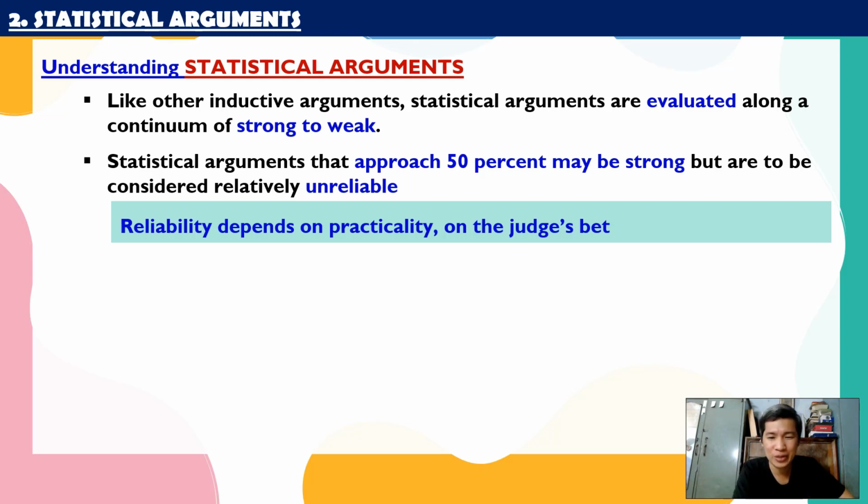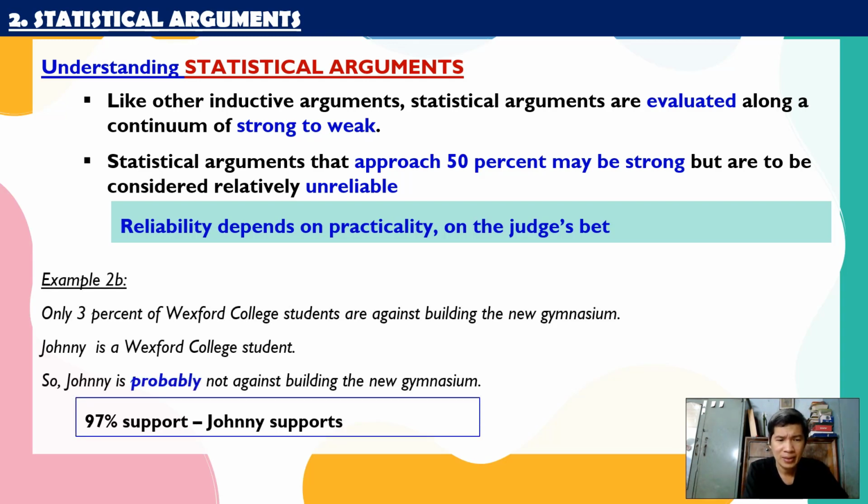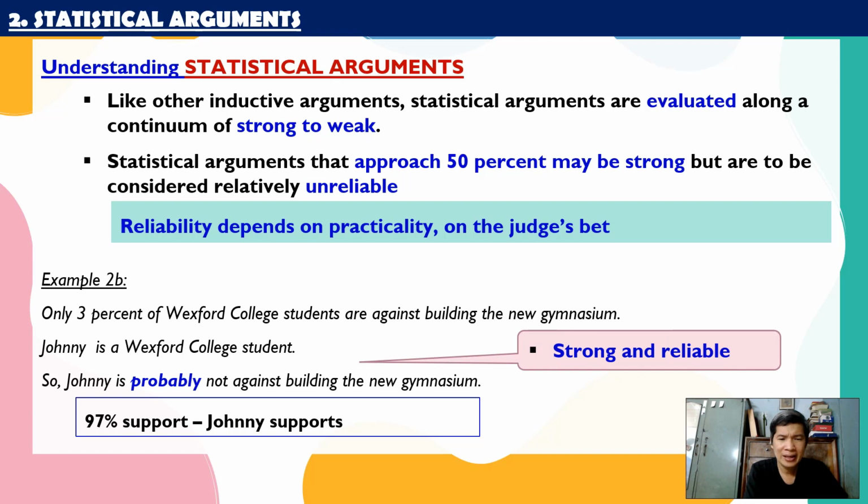So let's come back to reliability. Think about this one. It is quite personal. It is the judge's bet. Again, we set up the criteria, and it depends on the schools, it depends on the organizations. In this case, you can see 97% is strong, of course, and reliable.